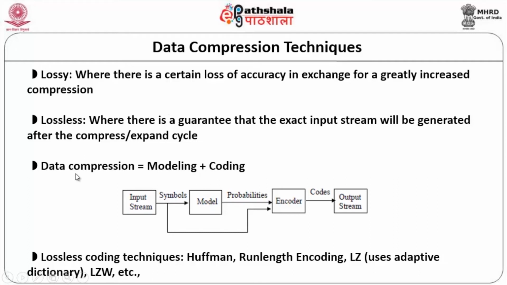Data compression is done by modeling plus coding. The input stream is taken, and you use the various symbols, that is the attribute values, and model them with different probabilities so you can encode them, or you can encode directly from the symbol. Using the code you get the output stream. The lossless techniques, which do not lose any accuracy, are Huffman, run length encoding, and LZ.